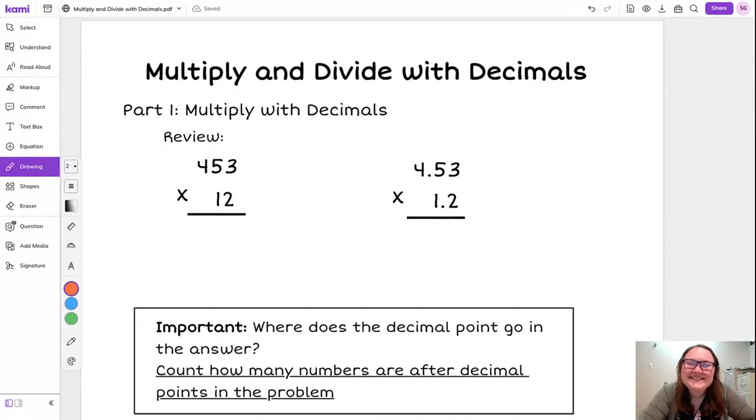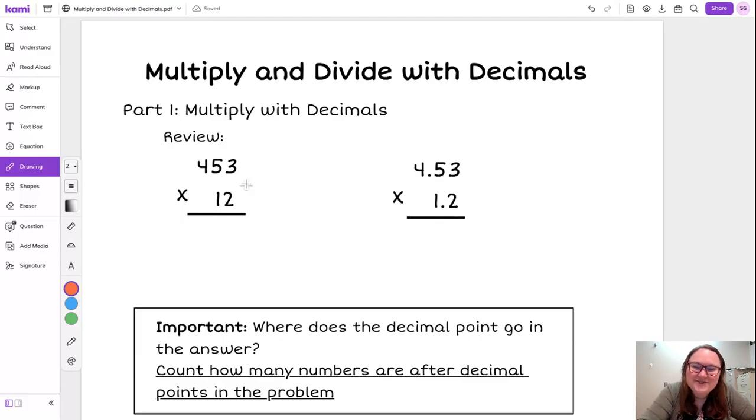Hi math students, this is our introduction video for our lesson on how to multiply and divide with decimals. For the first part, we're going to look at multiplying with decimals, and to help us review how to multiply with decimals, I want to start with this review question on how to multiply with whole numbers.